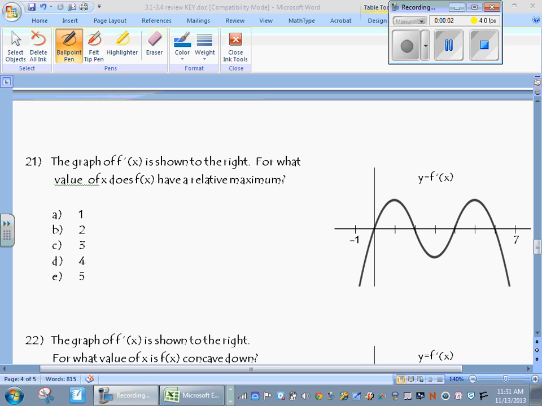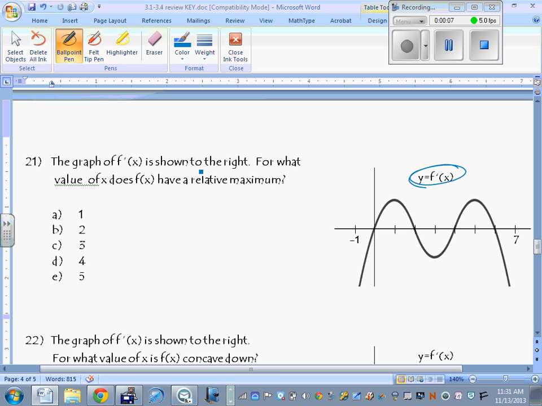Number 21 asks us to take a look at the graph of the derivative of f of x. For what value of x does f of x have a relative maximum? So we're trying to figure out on the original function f of x, when do we have a relative maximum? So first we have to ask ourselves, how do we know when something has a relative maximum?